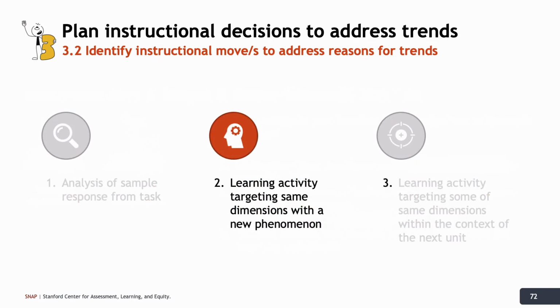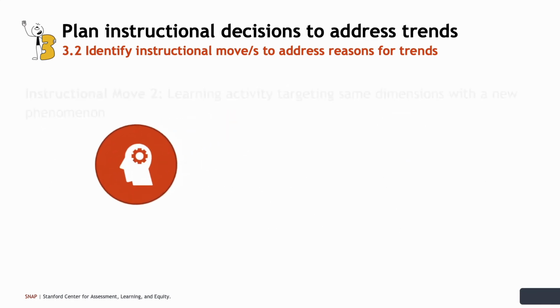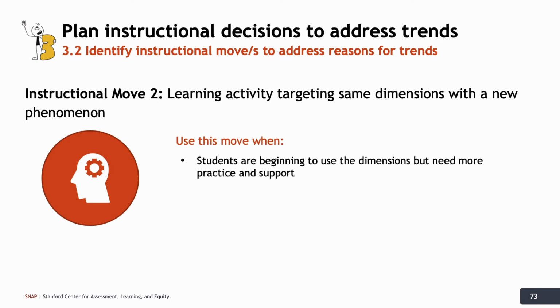The second kind of instructional move we're suggesting is a learning activity that focuses on the same dimensions we targeted in the assessment, but that brings in a new context or phenomenon. If you notice that students are beginning to use the dimensions but just need more practice and support, you might consider this kind of instructional move.